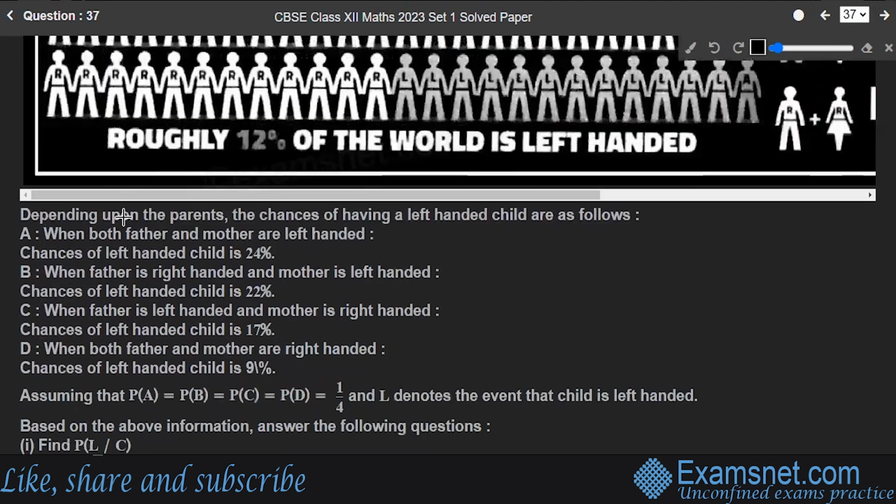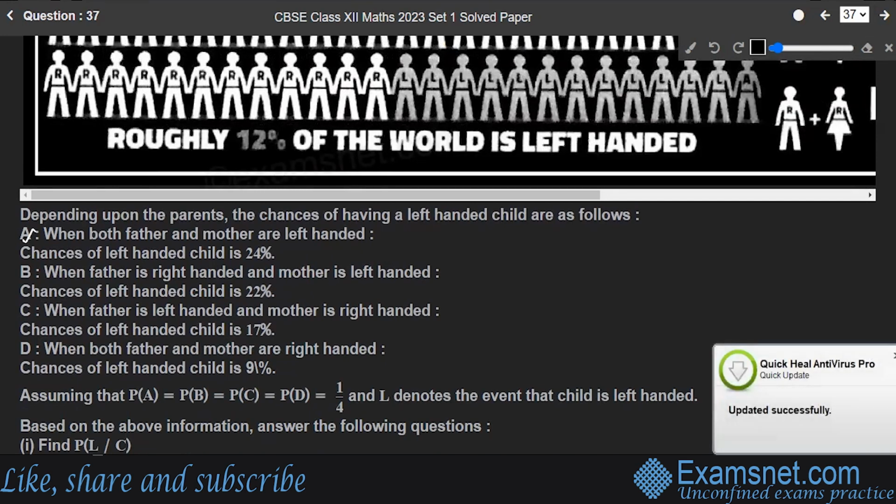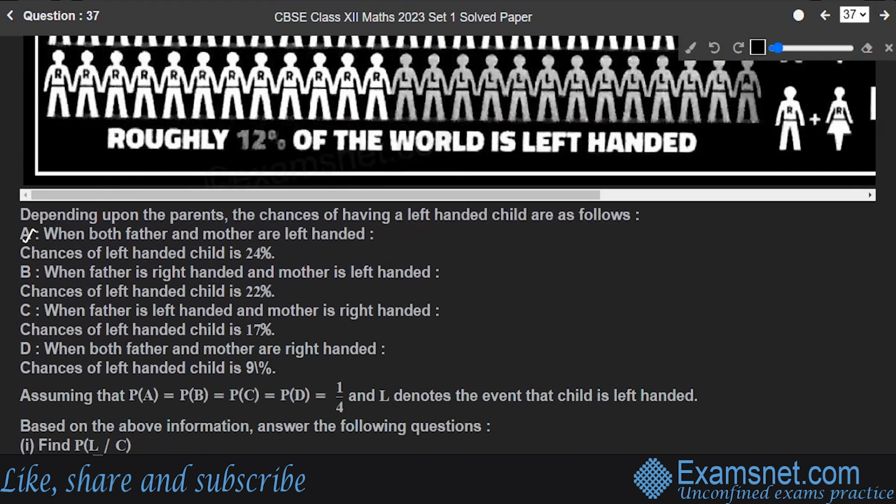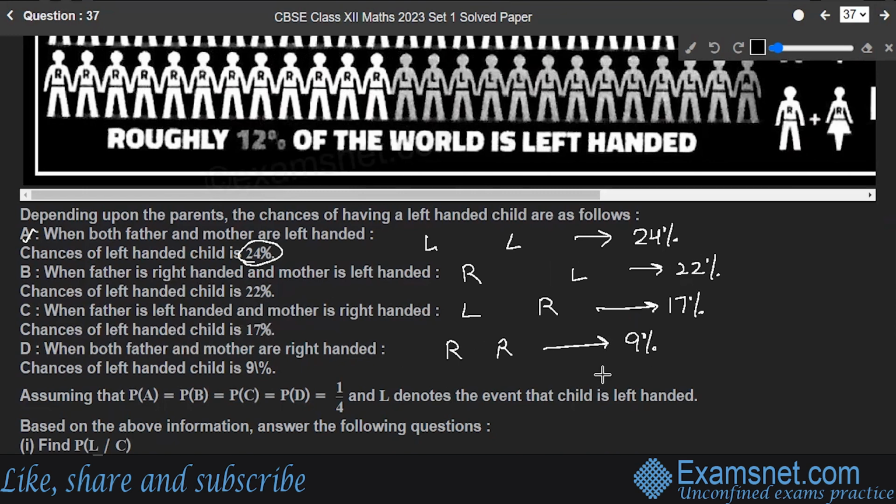Now, depending upon the parents, the chances of having a left-handed child are as follows. A: when both father and mother are left-handed, the chance of a left-handed child is 24%. So do remember this thing. B: father is right-handed, mother is left-handed, chances are 22%. C: father is left-handed, mother is right-handed, chances are 17%. D: father and mother both are right-handed, the chances are 9%.